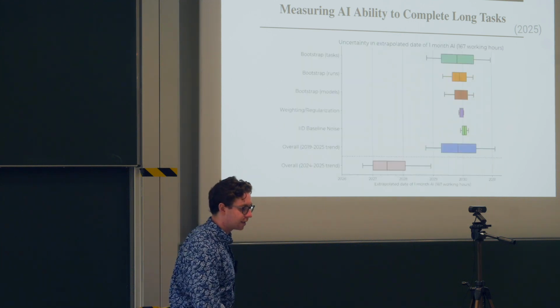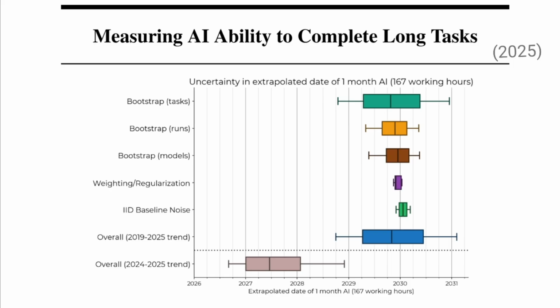And finally, they ask, okay, we're going to consider many different sensitivity analyses, so many ways of perturbing our data and basically getting confidence intervals for our estimate of the doubling time. And that's what they do in these different ones. This one here is if you exclude everything pre-2024, so you're looking only at the 2024 to 2025 trend, and then they ask, okay, based on that, when do we expect AIs to be able to perform tasks that take humans a month?